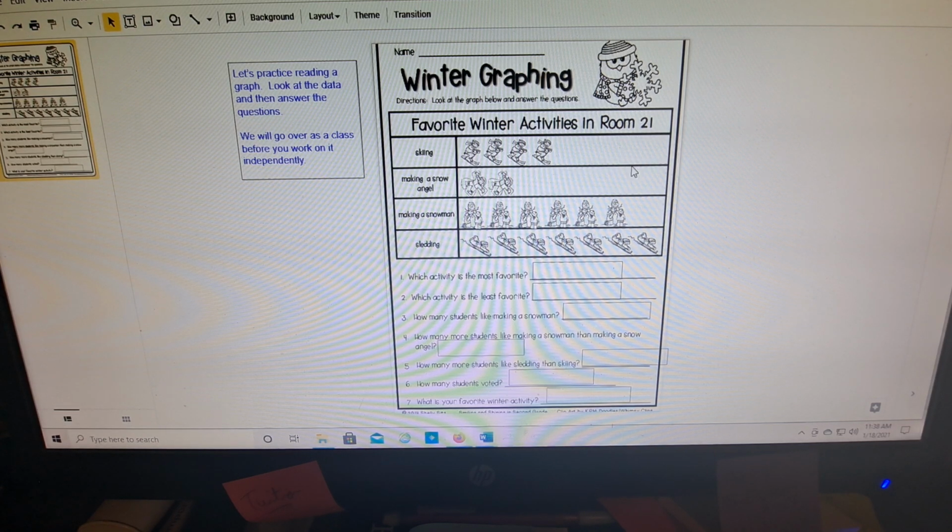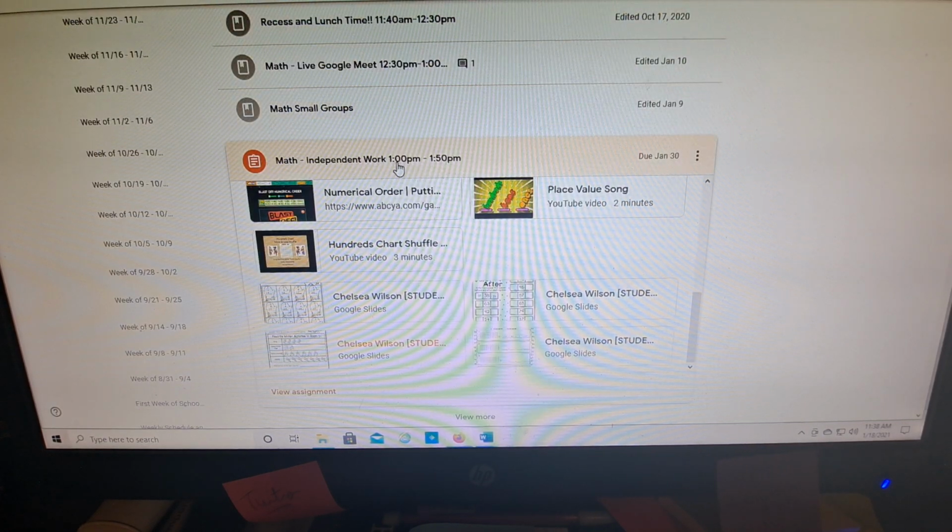This is another winter one. It's kind of fun. They can see it's skiing, making snow angels, making a snowman, or going sledding. And then we're going to talk about the questions here and answer them. So it's just another way to represent data. And again, graphs do pop up in those MAP and SBAC tests. So it's always good practice for them.